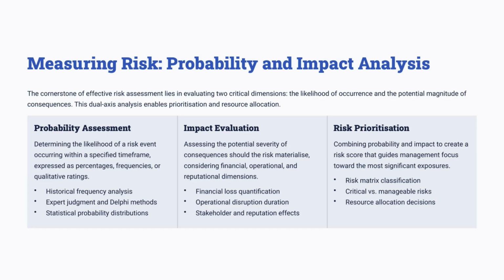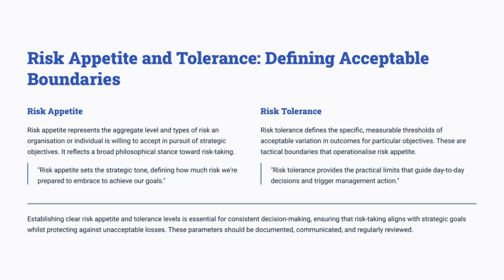Evaluating risk involves analyzing probability and impact. Probability assessment uses historical data, expert judgment, and statistical methods to estimate risk likelihood. Impact evaluation considers financial, operational, and reputational consequences. By combining these, a risk score is generated, aiding in prioritization and resource allocation, ensuring focus on critical exposures and informed decision-making.